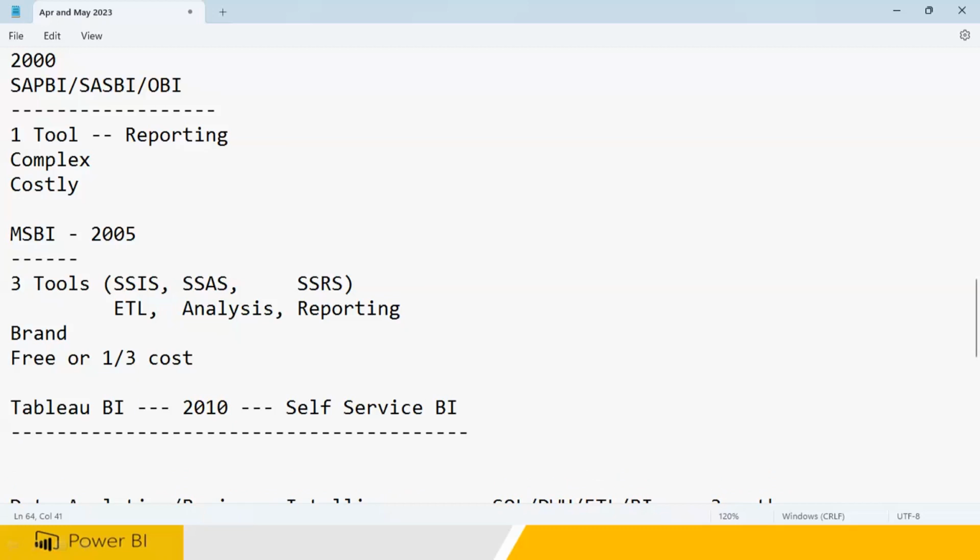Tableau company released a software called Tableau BI in 2010. Because of that, many companies stopped using SAP BA, SAS BA, OBA is gone. Even SSRS reporting is also gone. Many people are going to be using Tableau BI to create reports because no technical knowledge is needed. Any MBA guys, any BCom guys also can create proper reports.